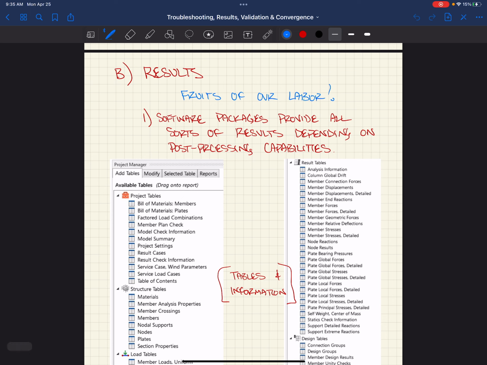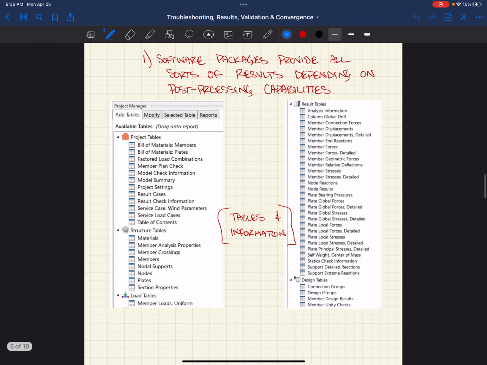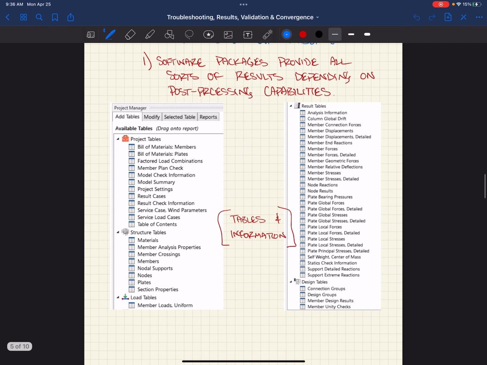This is where hopefully it all made sense to put it in VA and analyze it, not just try and make some other simplifications and do it by hand. The intent here is to use this as a tool to simplify things, gain efficiencies, and do it faster. So software packages provide all sorts of results depending on post-processing capabilities. So these are some of VA's abilities with respect to providing results to you.